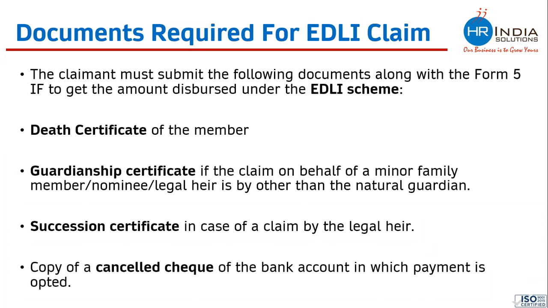And these are a few documents which are required in case of an EDLI claim. The claimant must submit the following documents along with Form 5 to get this amount. In the case of death of the employee, the family member or whosoever is the nominee needs to submit this Form 5 and the death certificate of the member. A guardianship certificate is required if the nominee or the legal heir is a minor, and a succession certificate is required in case there is no nomination by the PF employee.